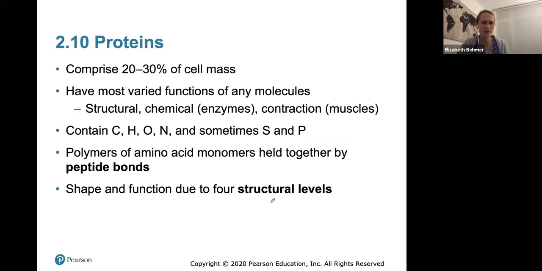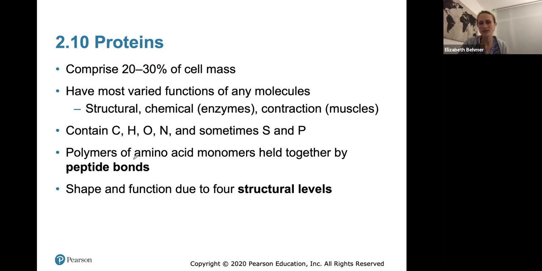Then proteins are extremely important. They comprise about 20 to 30% of the cell mass. Their structure is the most varied of any other molecule. Proteins can be structural proteins, which help hold cells up and give them their structure. They can be enzymes, which help to increase the rate of chemical reactions, or proteins can be involved in contraction of muscles. So proteins can be very diverse.